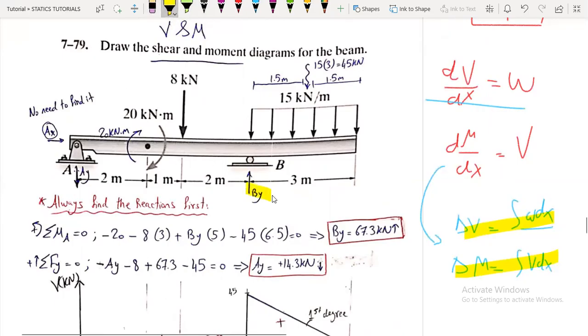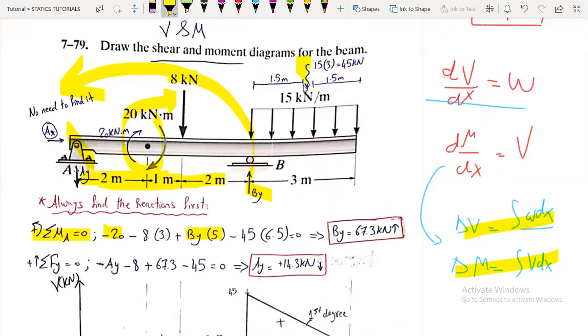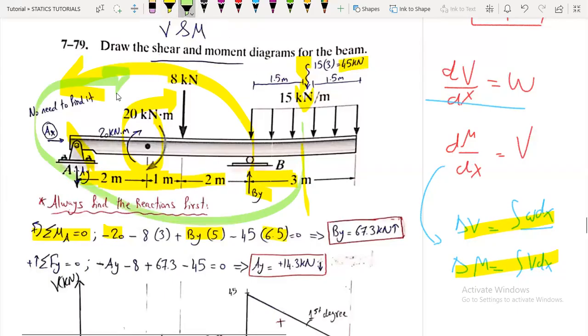Now, finding the reactions. Summation of moments about point A. We have minus 20, since it is rotating clockwise, and minus 8 multiplied by 3, clockwise, plus By multiplied by the distance, which is 5 meters. Finally, the resultant is equal to 45 multiplied by the distance, which is 5 plus 1.5, so it is 6.5. Since it is rotating clockwise about point A, it is negative. And we get the value of the vertical reaction at B.